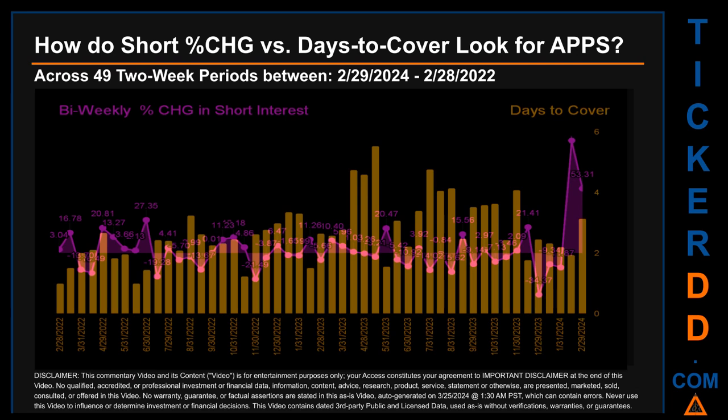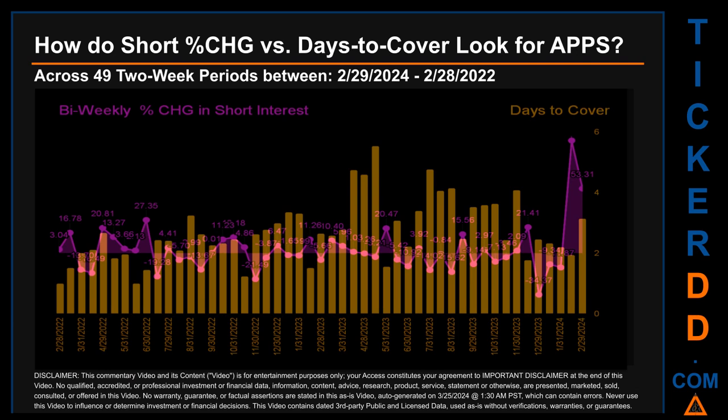Zooming out, I looked across 49 2-week snapshots, from latest found, February 29, 2024 to oldest found, February 28, 2022. In the graph, I overlaid bi-weekly percentage change in short interests against days to cover. Across these 49 2-week snapshots, the average percentage change of short interest was about 2.78%. Other interesting data points include: the largest percentage increase in short interest was 92.93%.